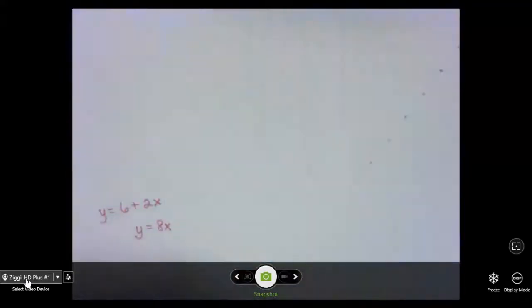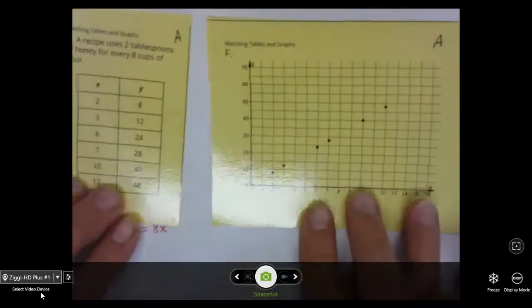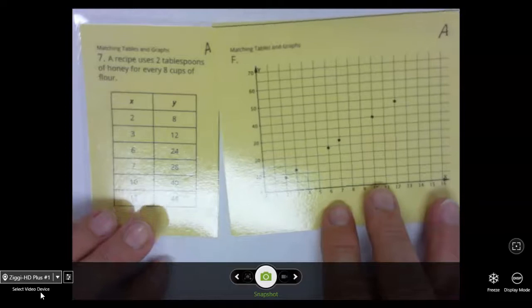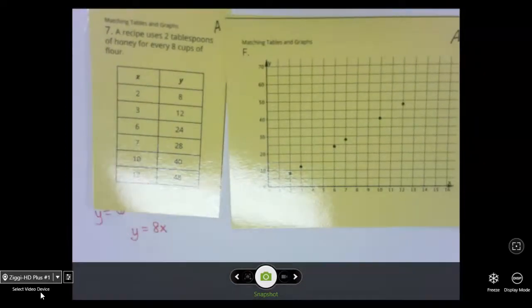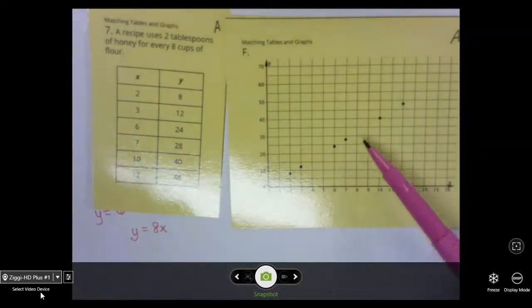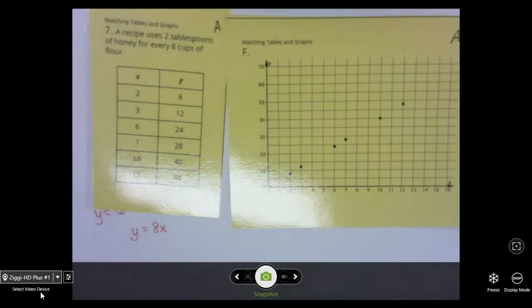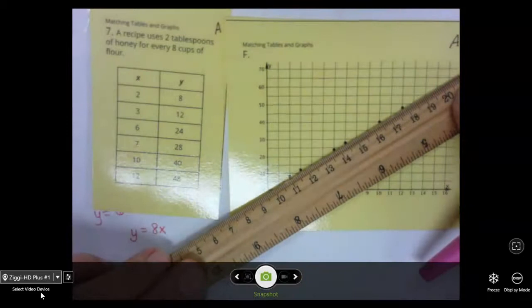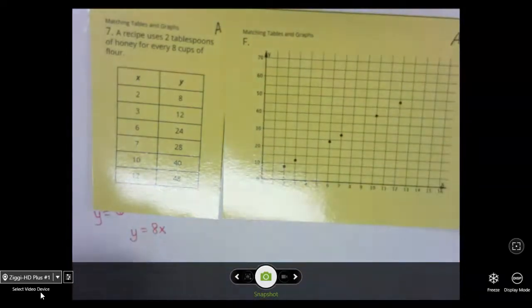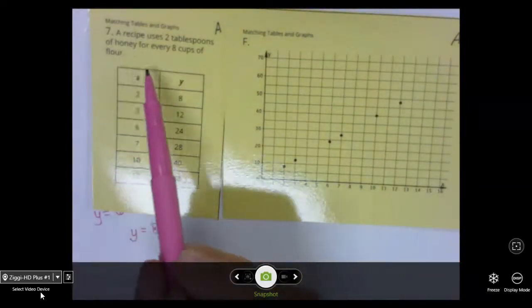Okay, one final one for you. Here's a recipe. It uses 2 tablespoons of honey for every 8 cups of flour. Okay, when I look at the graph, does it look like it would be a proportional relationship? Does it appear to be a straight line through 0, 0? I can put my straight edge on it and see that yes, it does.